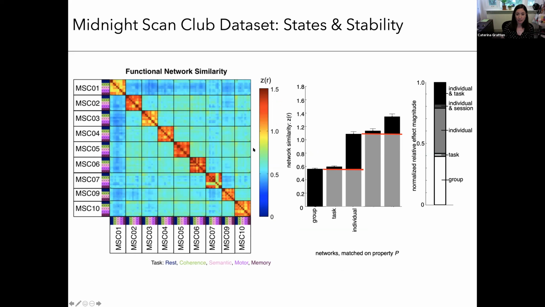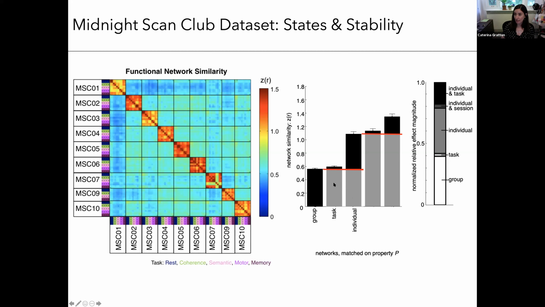You'll notice that the background is not actually centered at 0, but around 0.5 or 0.6 correlation, indicating that there are commonalities across all these functional networks, like we saw in the previous graph. And then there's this big diagonal effect that pops out, so that a particular person looks most like themselves, regardless of what day it is or what task they're doing. There are also other effects layered in here.